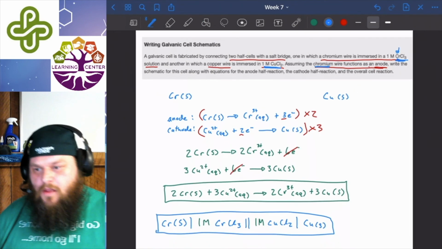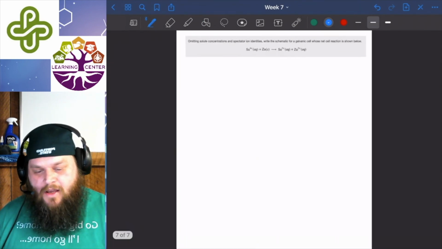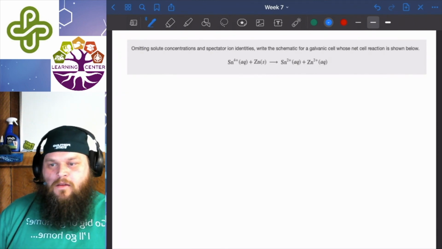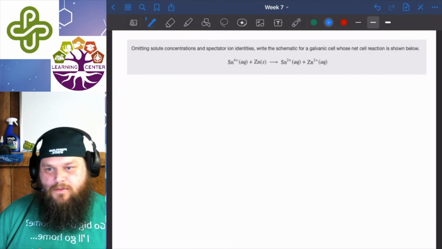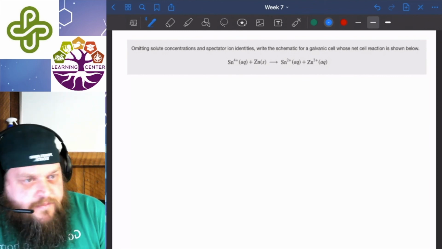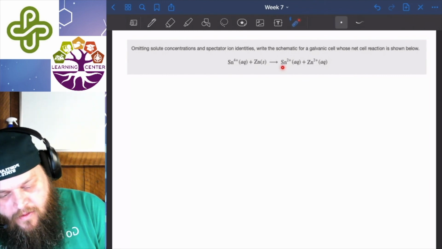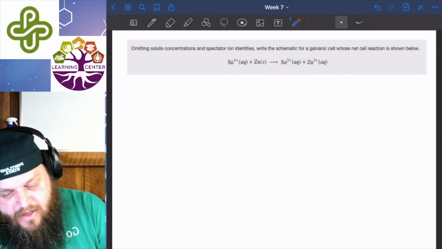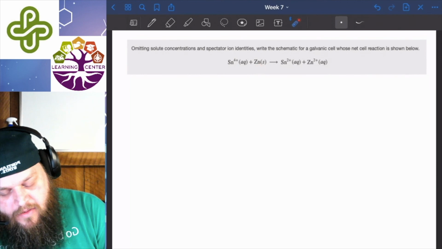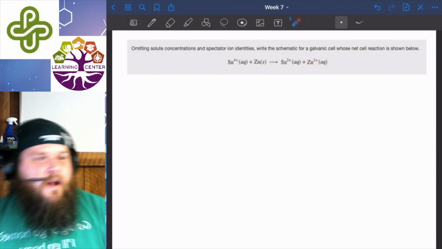So let's try another one. Here they're going to give us that chemical reaction, but we need to figure out the right cell notation for everything. Notice in this case that we have Sn2+ and Zn2+, Sn4+ and Zn solid. So the zinc goes from a solid to an aqueous ion.